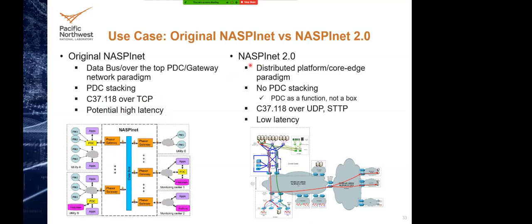And so that's why Dr. Jack Taft proposed this NASPnet 2.0 architecture, where instead of a gateway network paradigm, we adopt the core-edge paradigm, which is prevalent in modern communication networks. So to eliminate the PDC stacking and build PDC as a function, not a standalone piece of equipment or device sitting at the core of the network, which slows down the data transmission.